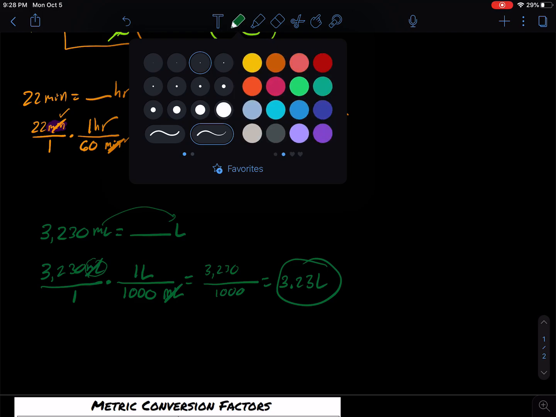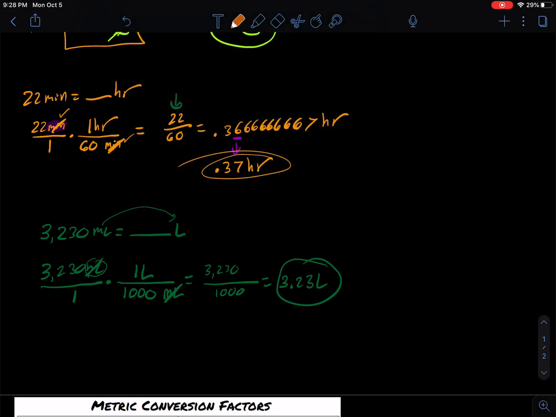Let's go with this orangish color. If you have 4 millimeters, that equals how many centimeters? So when we go through and solve this, you get 4 millimeters over 1. We're going to multiply by 1 by using the conversion factor. Right now there's a millimeters in the numerator, so we know we must need millimeters in the denominator.